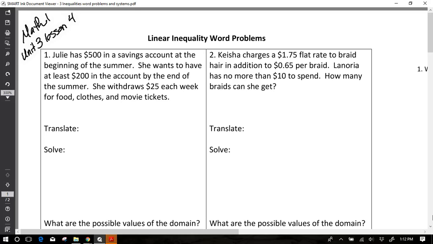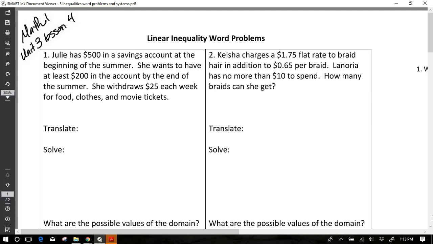Today we are going to be doing Unit 3, Lesson 4, which is linear inequality word problems. We slightly touched on this last semester, but we did not focus on two variable linear inequality word problems. What I do want you to do, though, is to jot down some of our translation notes from last semester.